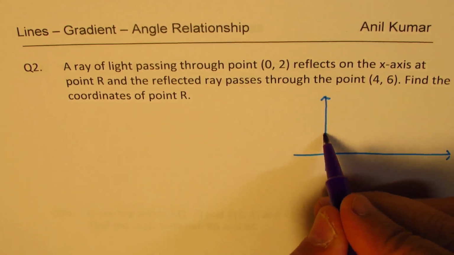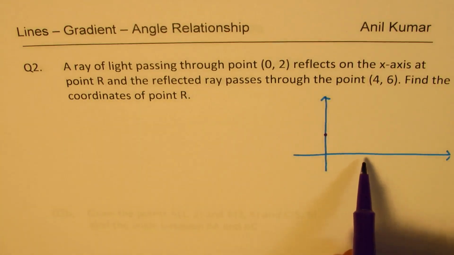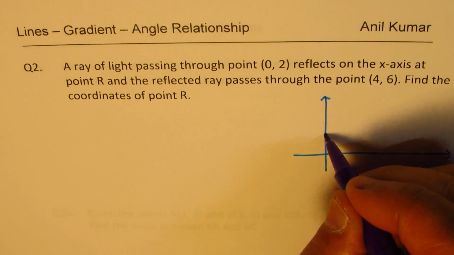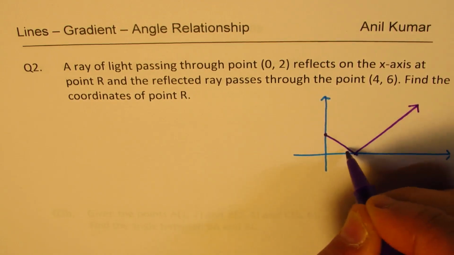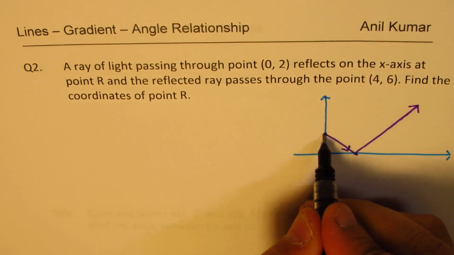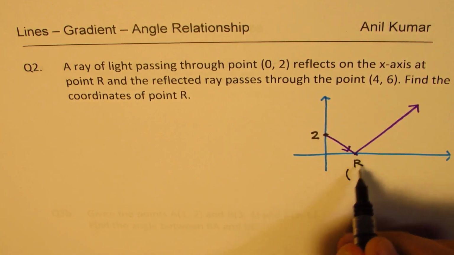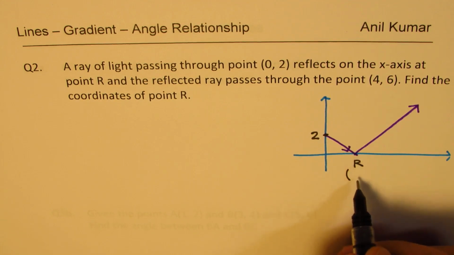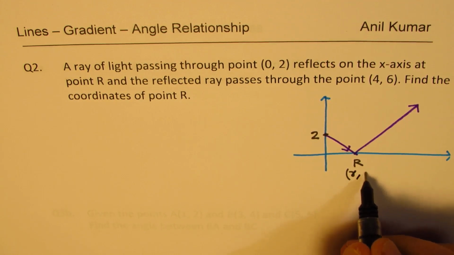So point (0, 2), let's say this is our point (0, 2), is reflected on the x-axis, let's say it goes like this and then it gets reflected. Okay, so that is how it is turning out to be. The point here (0, 2), let's say this is 2. We don't know the coordinates of this point. We are calling this point R. However, it is on the x-axis, so we can always write this y value as 0. So let's say we write this as lowercase r and 0.